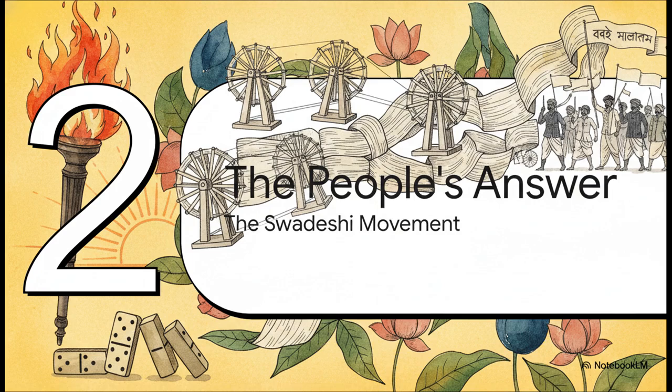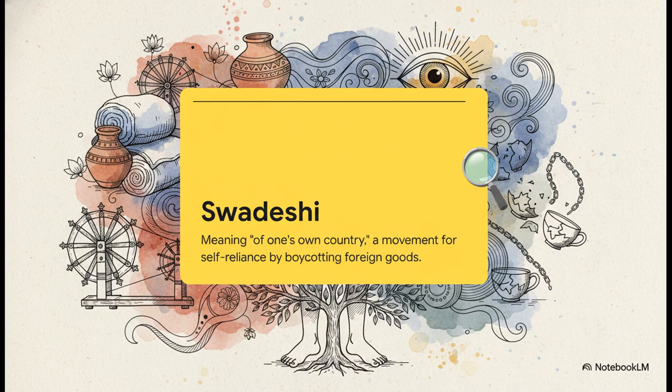And that brings us to our second domino, which is maybe the most important of all, the people's answer. This decision sparked a massive, grassroots uprising called the Swadeshi Movement, and it rolled out a whole new playbook for how to fight back. At the core of this whole thing was the idea of Swadeshi, which just means of one's own country, and it was a call for self-reliance.